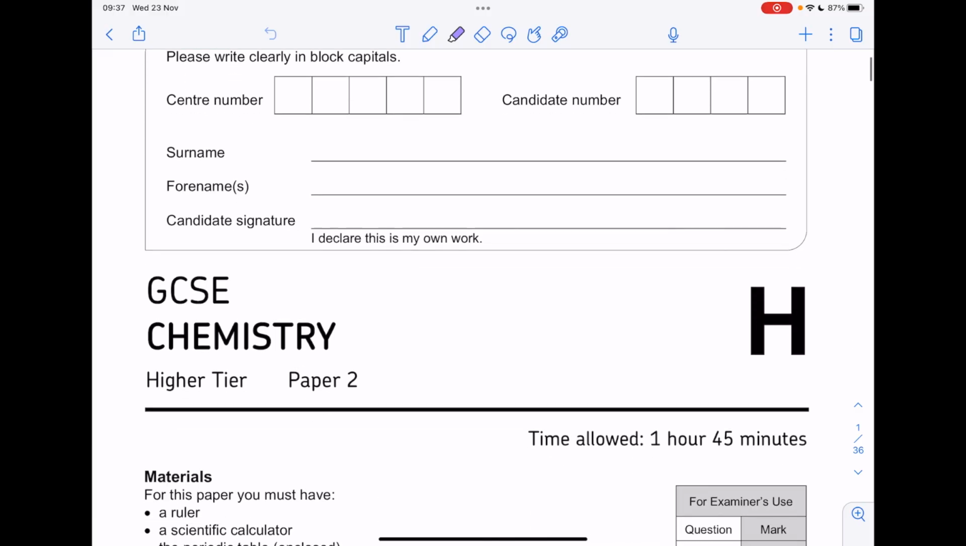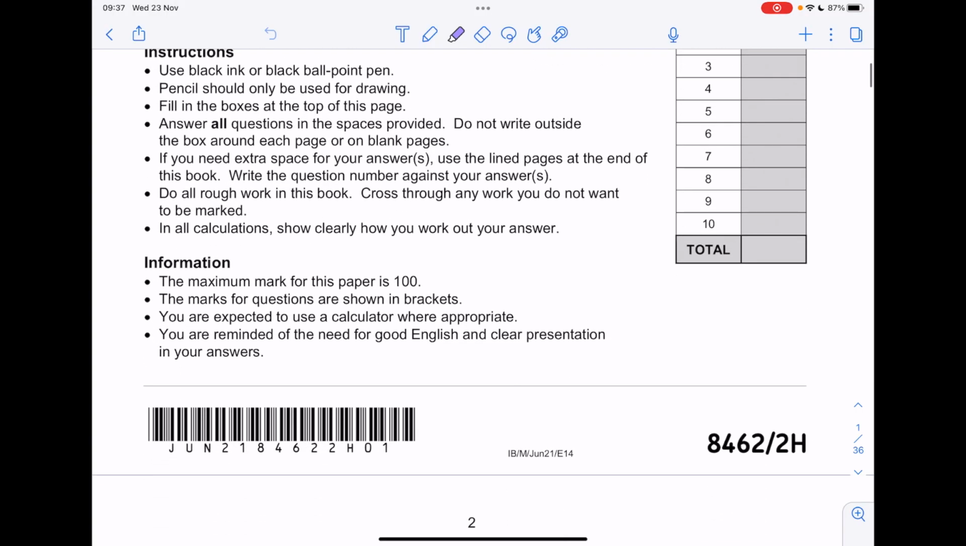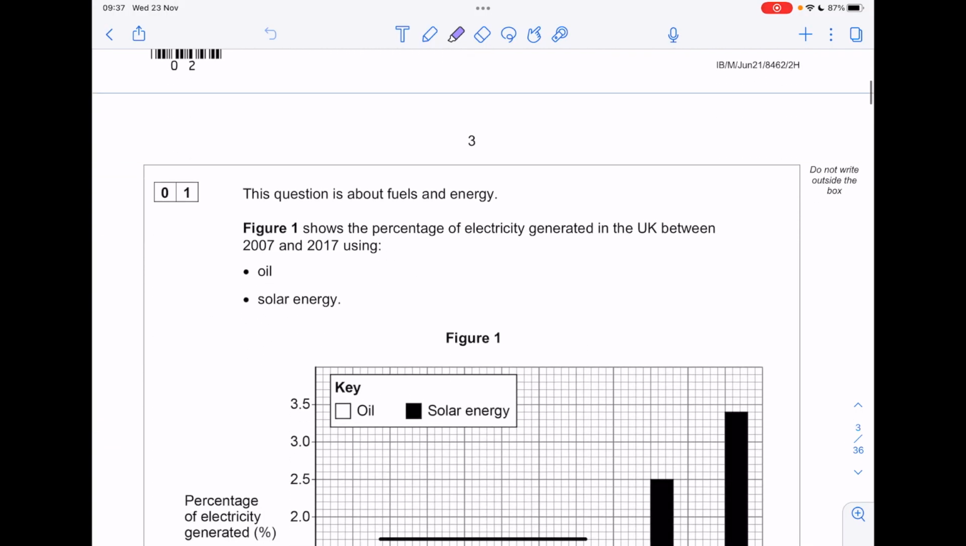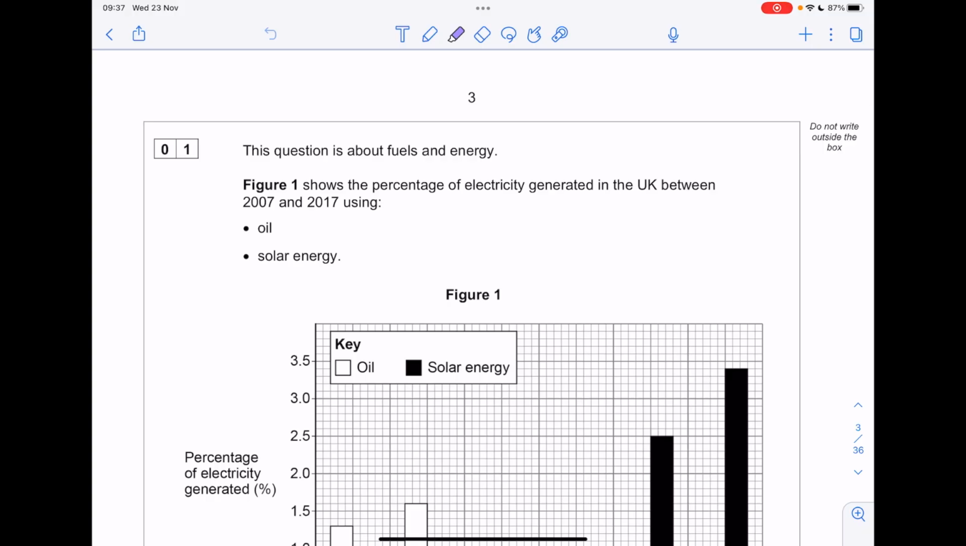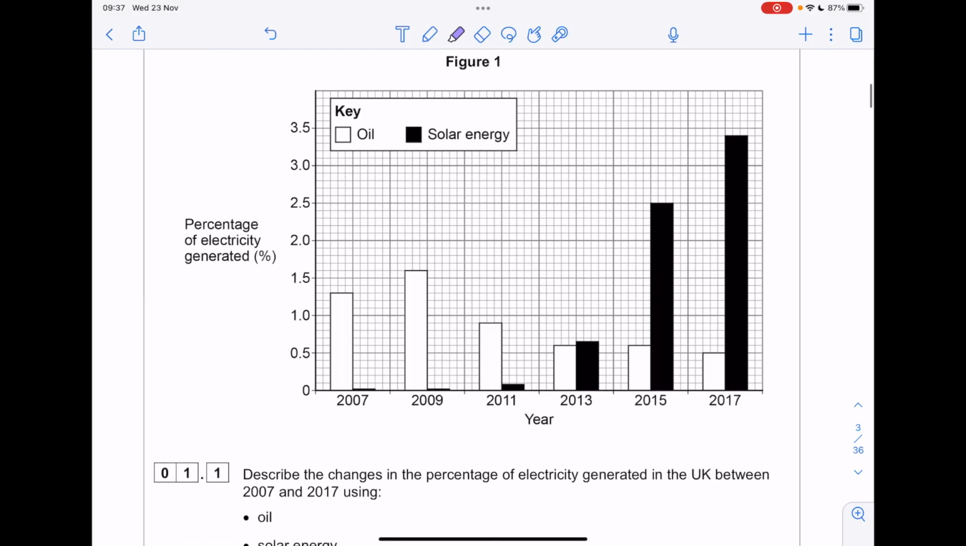This is an AQA GCSE Chemistry Paper 2 from June 21. This question is about fuels and energy. Figure 1 shows the percentage of electricity generated in the UK between 2007 and 2017 using oil and solar energy. Okay, so over time, oil use has decreased, solar energy has increased.